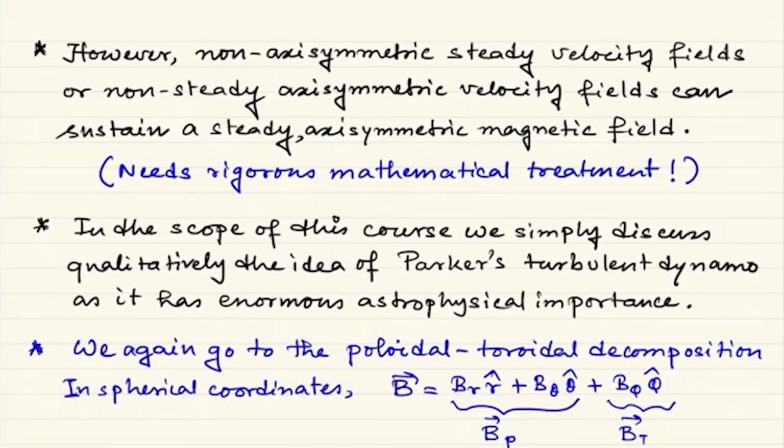Then the thing is that in order to have a sustaining dynamo action, non-axisymmetric steady velocity fields or non-steady axisymmetric velocity fields, I mean if either of the two conditions, steady and axisymmetric, is violated, it can give rise to a sustaining dynamo. So they can sustain a steady axisymmetric magnetic field. But this needs rigorous mathematical treatment, and there are researches on it, there are papers on it, you can search over the internet. This is beyond the scope of this course.